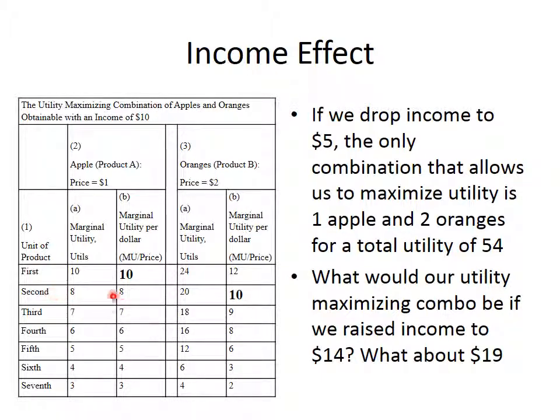This would cost me $1 per apple, 2 apples, $2. And this would cost me $8, so that's $10. That's not the best I can do. Why? Because it's the best I could do for $10, but I'm told I have $14. So I'm going to buy myself 4 oranges, that's $8, and 2 apples, that's $2, $10, but I'm going to have $4 left over.